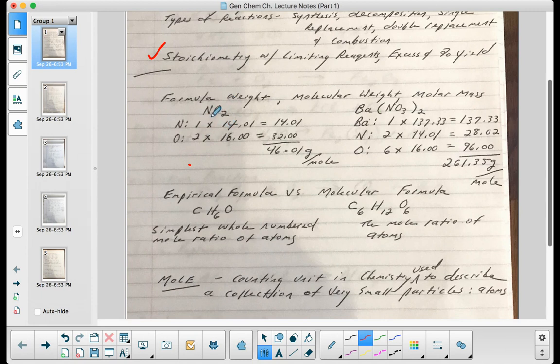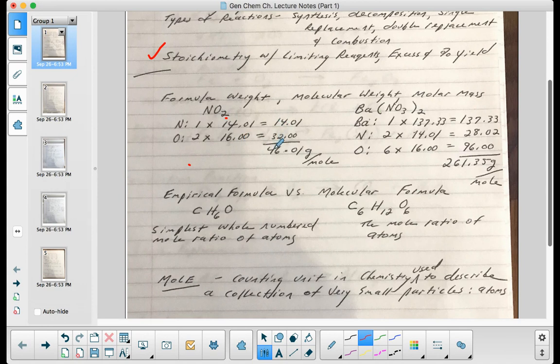Well, what I have here is the simplest whole numbered mole ratio of atoms. For every 1 mole of nitrogen atoms, there are 2 moles of oxygen atoms. And I'll talk more about that term mole in a few minutes. So first of all, I look up nitrogen on the periodic table. I have 1 of them represented in my formula. I multiply by the atomic mass of nitrogen, and then I look up the value for oxygen. I note that I have 2 of them in my formula, and I multiply by 16.